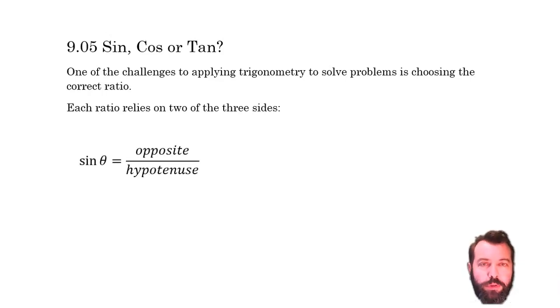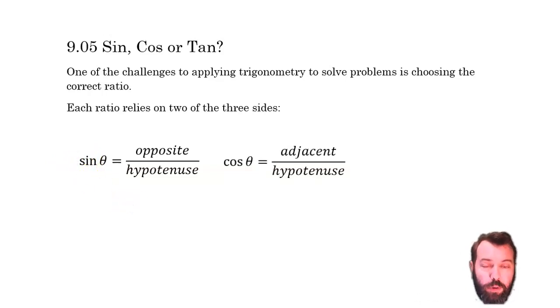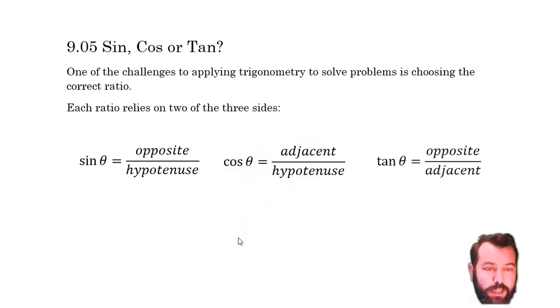Sine uses opposite and hypotenuse. Remember, we found the opposite by doing hypotenuse times sine theta. Cos uses adjacent and hypotenuse, and we recently calculated the adjacent by doing the hypotenuse times cos theta. And right back towards the beginning, we used tan to find the opposite by doing adjacent times tan of theta.